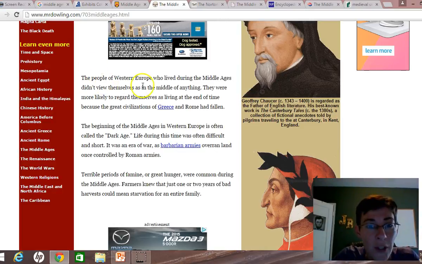So let's look. People of Western Europe who lived during the Middle Ages didn't view themselves as in the middle of anything. They were more likely to regard themselves as living at the end of time because Rome had fallen by that point. The beginning of the Middle Ages in Western Europe is often called the Dark Age. Life in this time was often difficult and short. It was an era of war, as barbarian armies overran land once controlled by Romans.